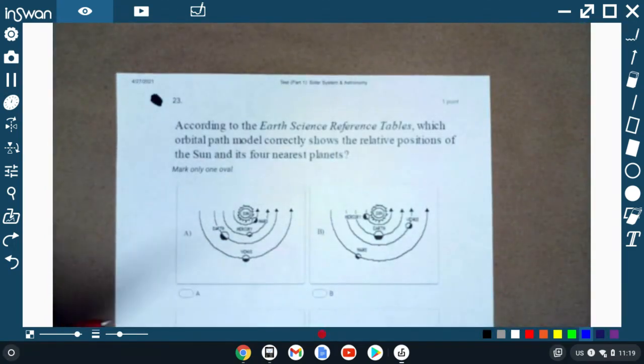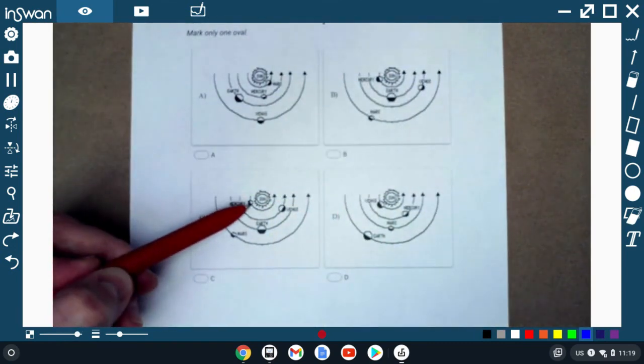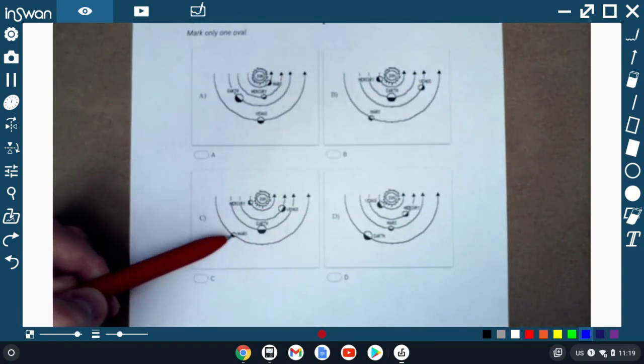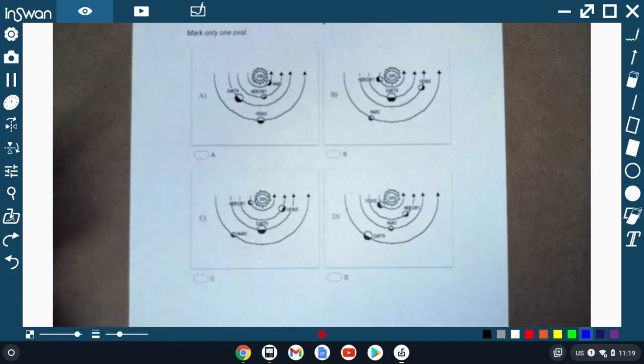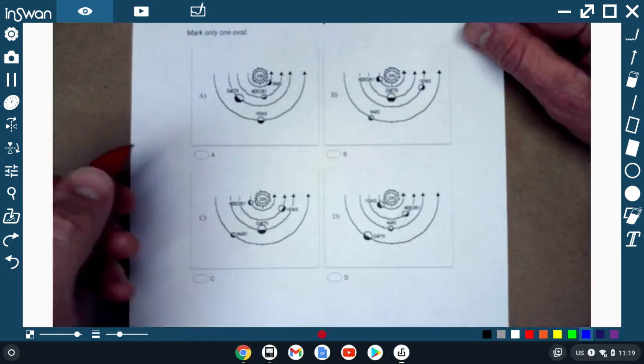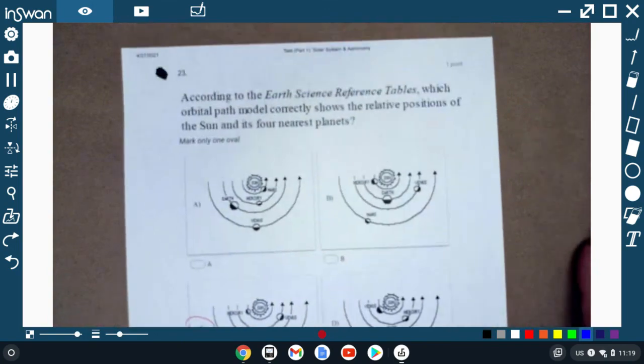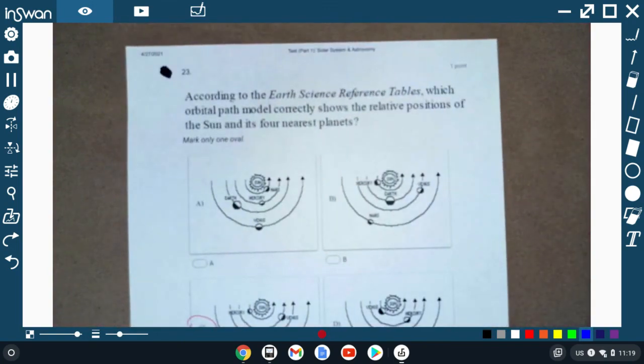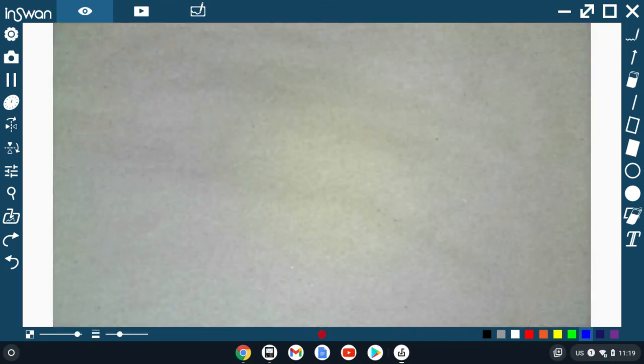Well, here we are. So option C, Mercury, Venus, Earth, and Mars. And Mars is the furthest. Mercury is the middle one, or I'm sorry, the closest one. So C was our correct answer for question number 23. Again, that's page 15 of our Earth science reference tables.